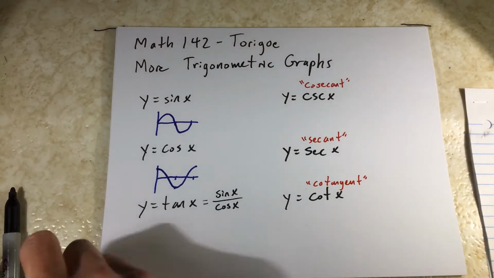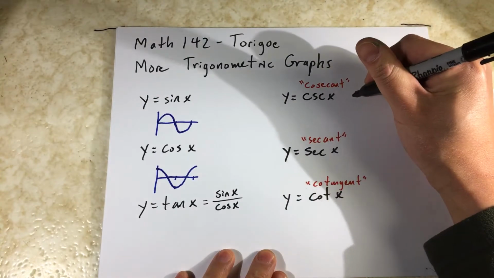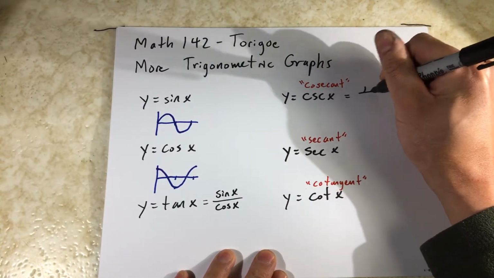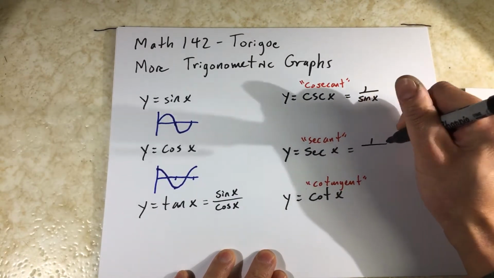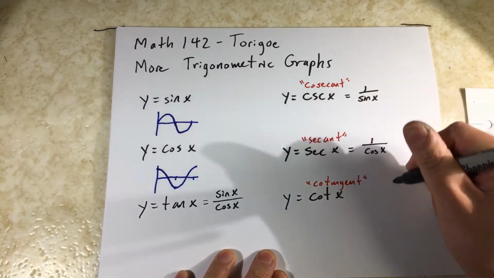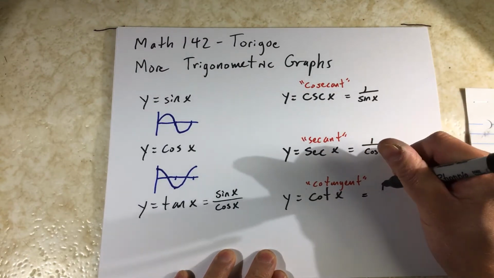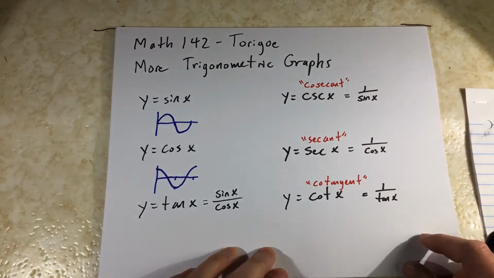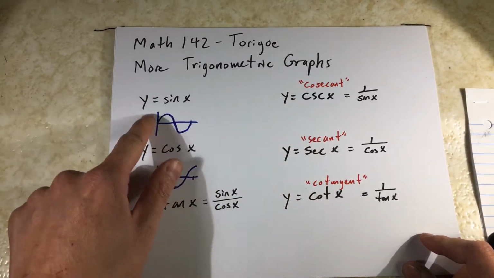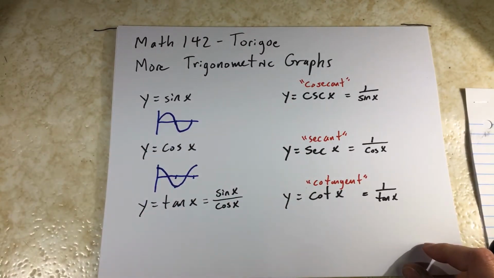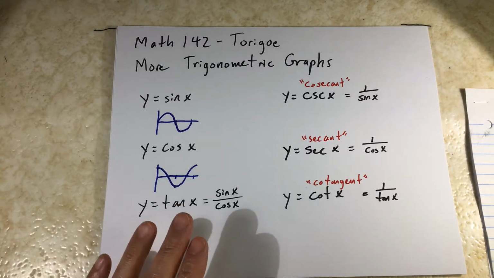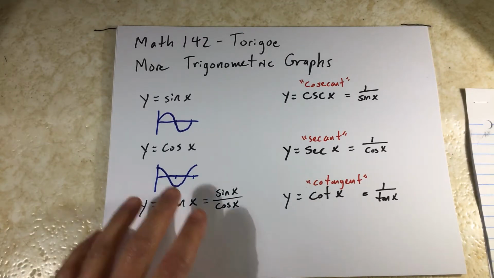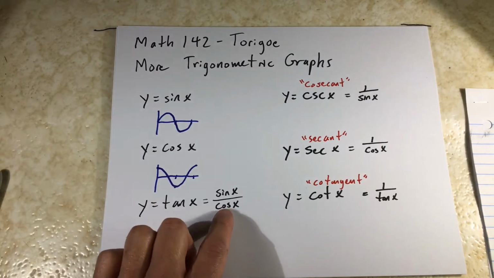Okay, so that's how they're usually pronounced. So cosecant, it turns out, is equal to 1 over sine x. Secant is 1 over cosine x. And cotangent, hopefully you see a pattern here, is 1 over tangent of x. So these are really just inverse functions of these three trig functions that we know about.